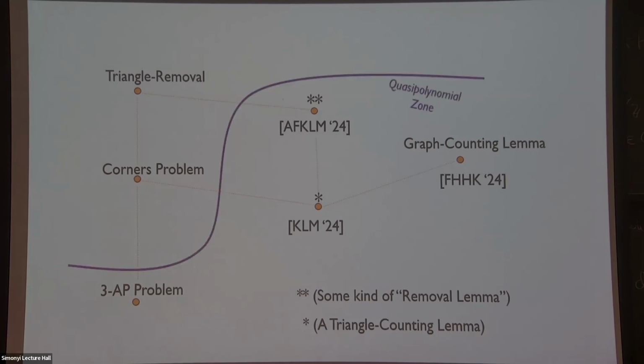So for all of these problems on the right, we have quasi-polynomial bounds. And actually, quasi-polynomial bounds are plausible for all the problems appearing here. So it would be very interesting to see if you could get that kind of improvement for the corners problem or even for triangle removal.